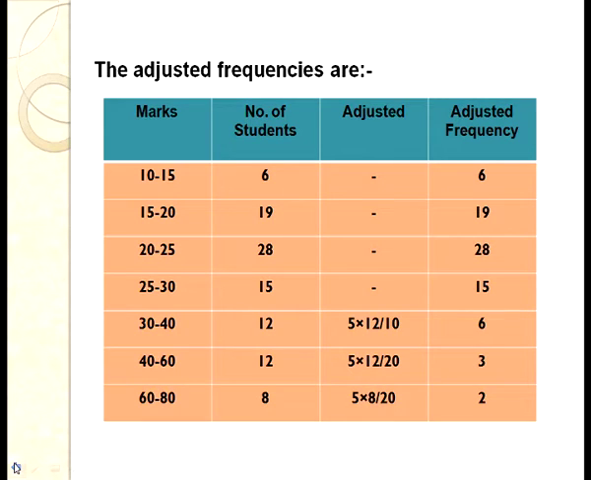Now, we have adjusted the frequencies. So, for the classes 10 to 15, 15 to 20, 20 to 25, 25 to 30, 30 to 40, 40 to 60, 60 to 80, we are going to plot the adjusted frequencies. Now, here the main important point is that the width of the rectangles is going to change for 30 to 40, 40 to 60, 60 to 80. Let's see how we have drawn the histogram.